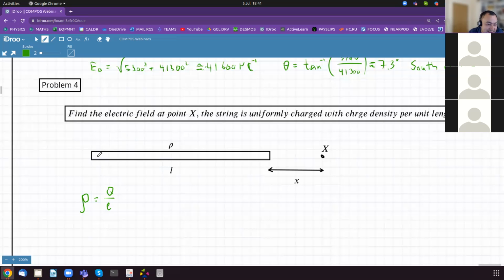You need to cut the string into small chips, into small bits. And let's call this bit 1. And this bit is charged. We can say it's positively charged. And it creates a field, E1. This bit, the second bit, is also charged. And it creates another field, E2. And effectively, we need to find this total charge from all of these bits.